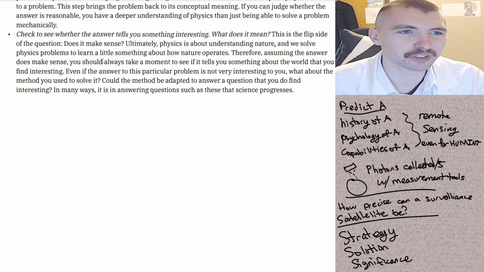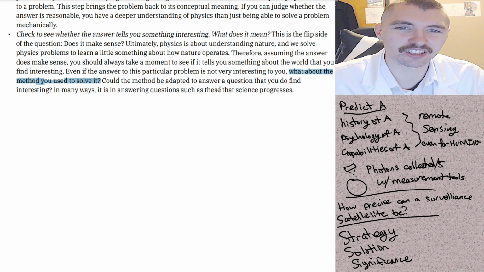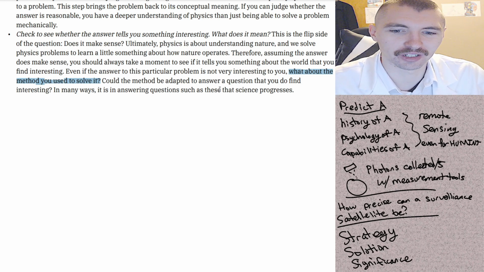We solve physics problems to learn a little something about how nature operates. Assuming the answer does make sense, you should always take a moment to see if it tells you something about the world that you find interesting. Even if the answer to a particular problem is not very interesting, what about the method you use to solve it? So this is very important. Oftentimes, you learn a method, it can be applied, it can be generalized, and that's the most important part of learning.